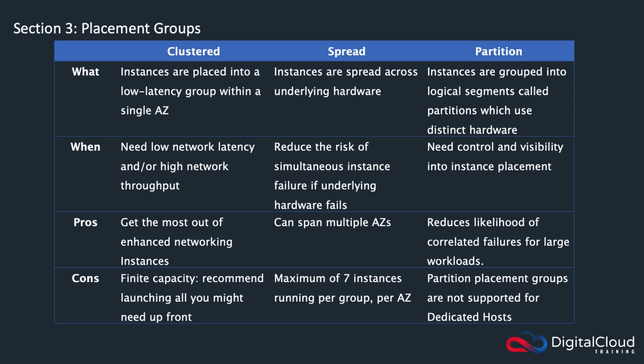With a spread placement group, your instances are spread across underlying hardware. And this reduces the risk of simultaneous instance failure if the underlying hardware fails. And that can also span across availability zones. You can have a maximum of 7 instances running in a spread placement group per availability zone. We then have the partition placement group. And in this case, the instances are grouped into logical segments called partitions, and they each use distinct hardware. And you use that to control visibility into your instance placement.